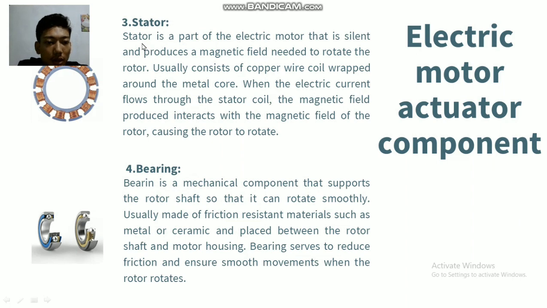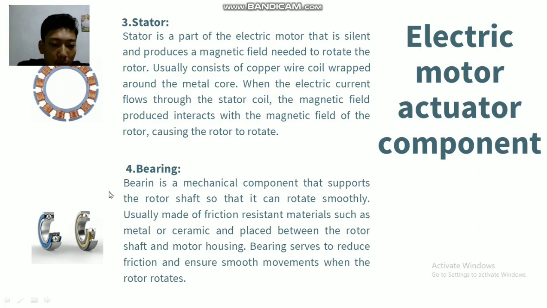Next, number 3 is the stator. The stator is the stationary part of the electric motor that produces the magnetic field needed to rotate the rotor. It usually consists of a copper wire coil wrapped around a metal core.